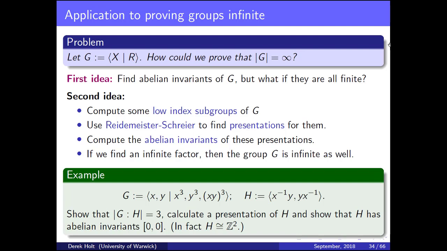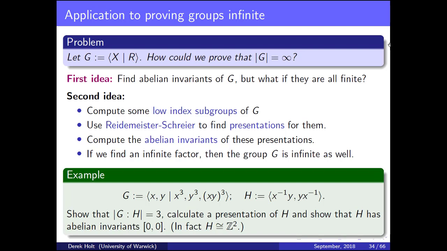In fact, H is actually Z squared itself in that example, so maybe that's a slightly crude example. I mean, you'll find the presentation of H will actually just be two generators that commute. That's what's called a Euclidean Coxeter group, or an affine Coxeter group.